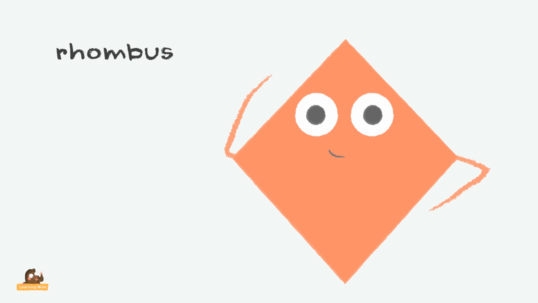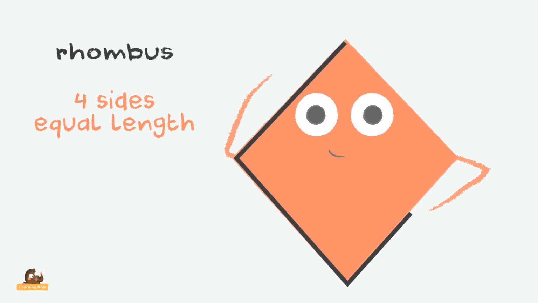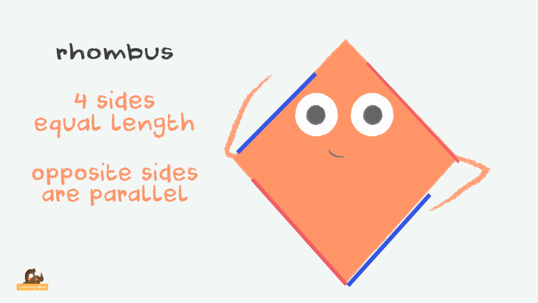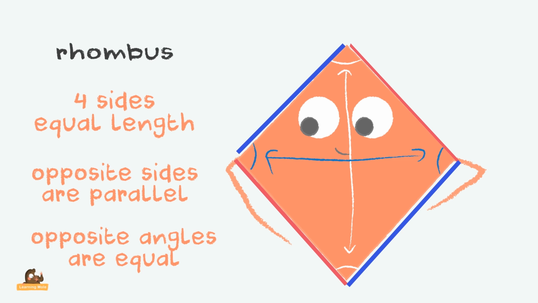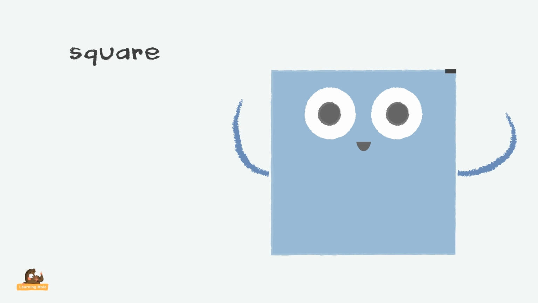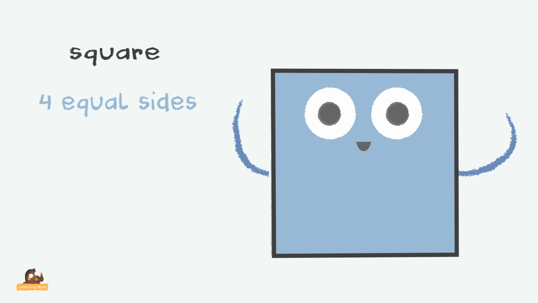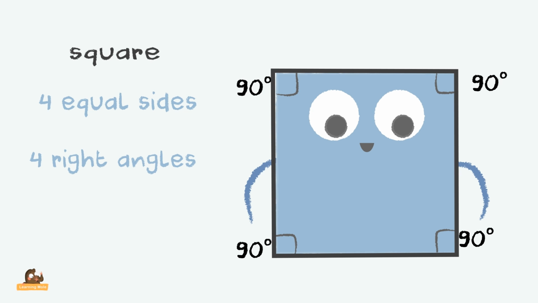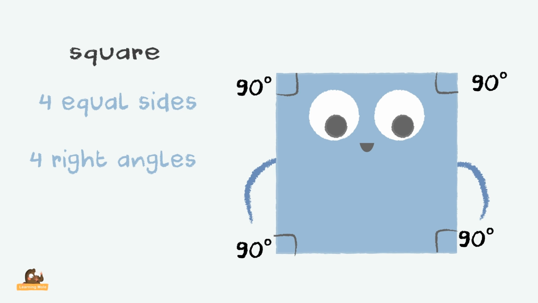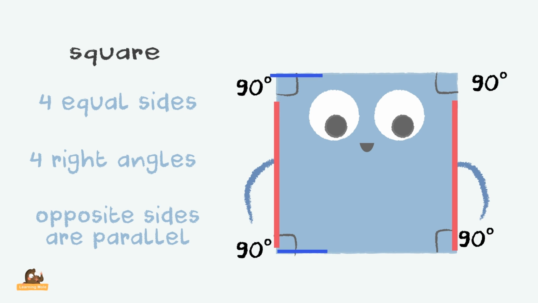A rhombus. A rhombus is a 4-sided shape with all sides of equal length. Also, opposite sides are parallel and opposite angles are equal. A rhombus is sometimes called a diamond. Square. A square has 4 equal sides and 4 right angles. Also, opposite sides are parallel.